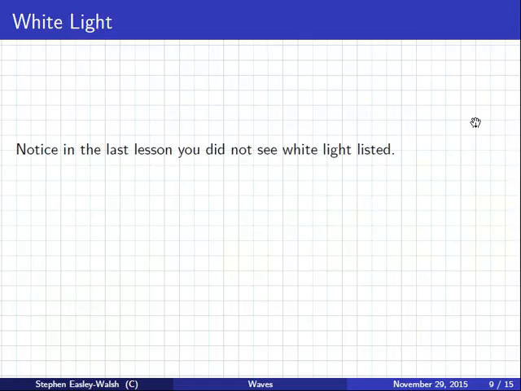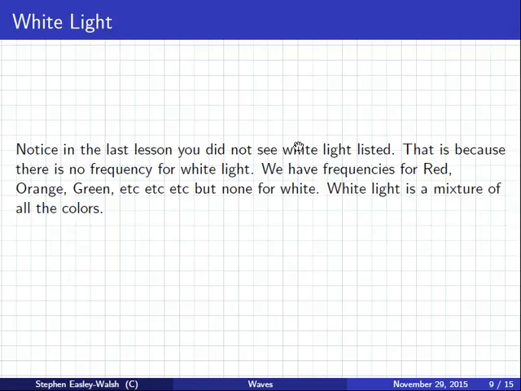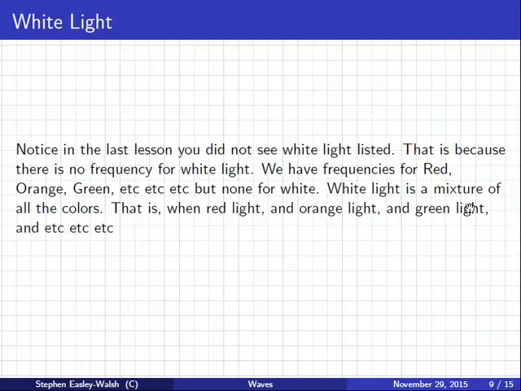Notice in the last lesson when we were looking at the electromagnetic spectrum, we had red, orange, yellow, green, blue, indigo, violet colours. We didn't have the colour white, did we? No. And that's because white is actually all of them. White light is all the colours combined, red, orange, green, etc. So white light is a mixture of all the colours.